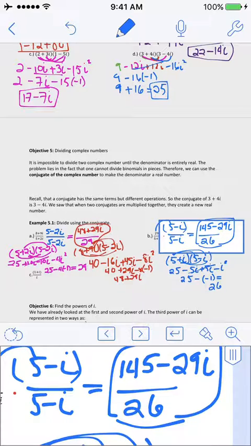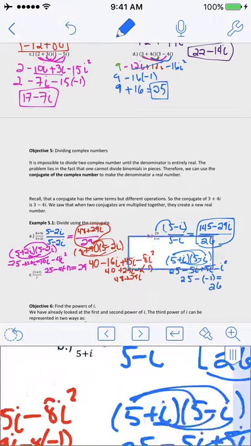Awesome. Now this is still a complex number, right? Because I could break those into two fractions and reduce them to decimals. There's nothing wrong with having fractions or decimals in a complex number. But it's not really all that pretty, so I'm just going to leave it as it is.